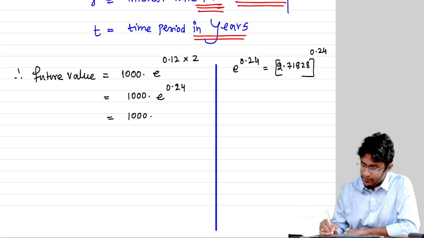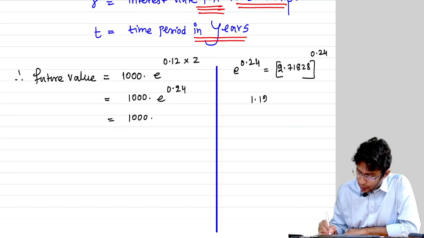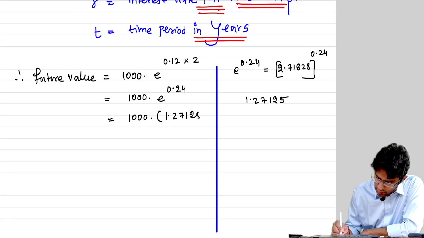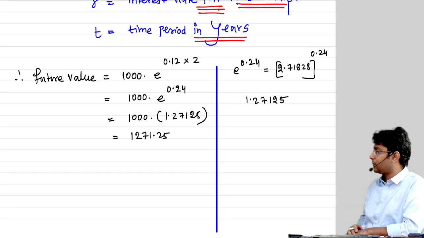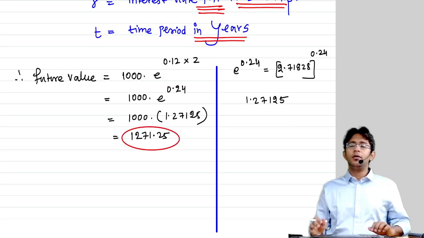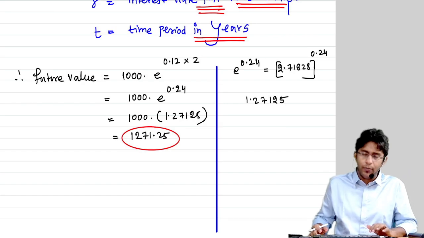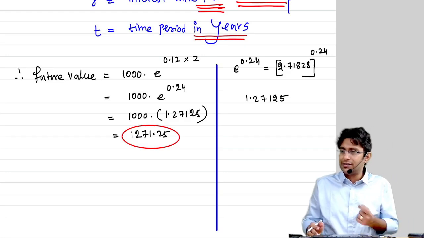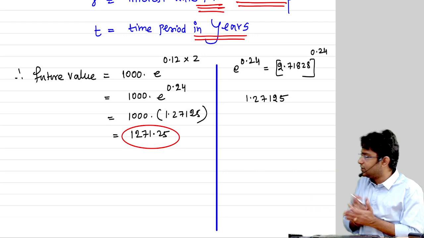Yes, sir. How much is the answer? 1.27125. Fantastic. $1271.25. So again, you can compare this with your previous answer. The previous answer is the daily compounding answer. What was the daily compounding answer? 1270. And this is 1271. Slightly higher now at least. This is how it works.